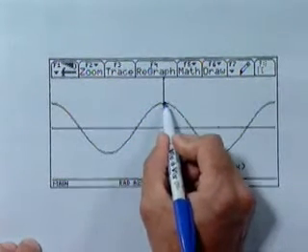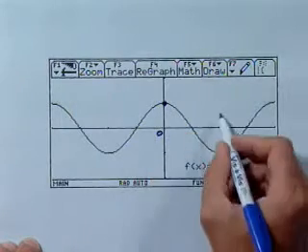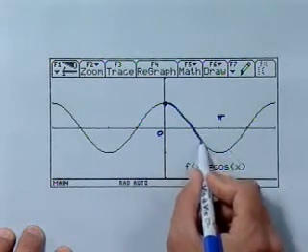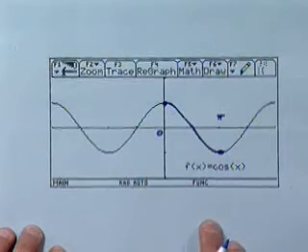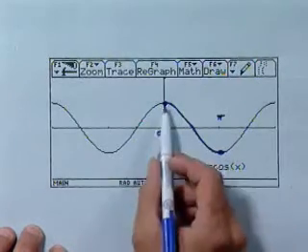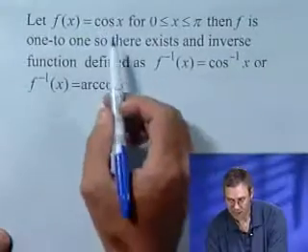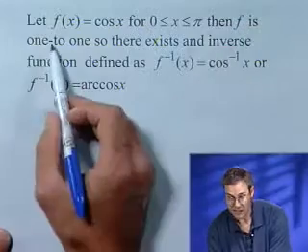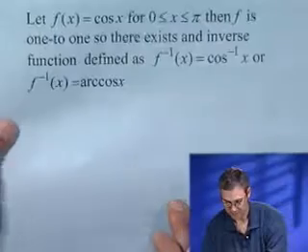So how about if we just talk about the cosine function between 0 and pi? That would give us just this little piece. Notice this little piece of the function is actually a one-to-one function. So we're going to define cosine x between 0 and pi. Okay? So note, if we let f of x equal cosine x on the interval 0 to pi, then f is a one-to-one function. It passes the horizontal line test.